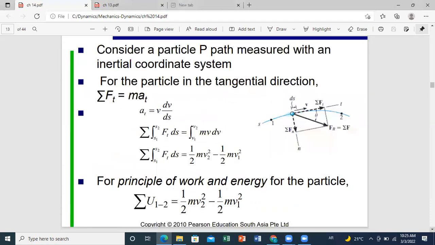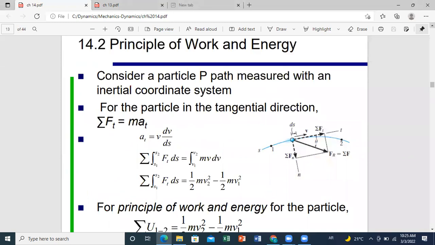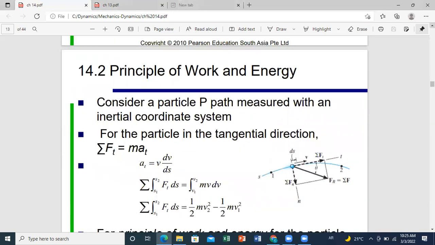Let us move now to a new section. We already said that the main objective of this chapter is to relate work to energy. We already developed the expression of the work of forces, and now we'll try to relate the work done by forces on a particle to the change of energy of this particle.